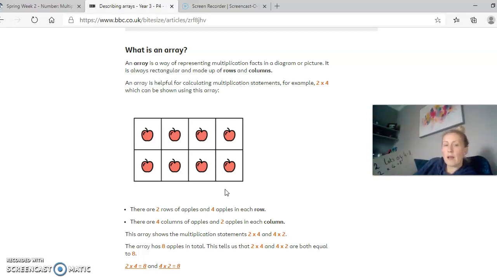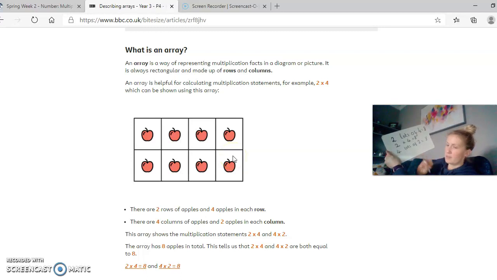Let's do the other way around. So if we were doing it as 4 columns, so 1, 2, 3, 4, that's our rows there. 4 lots of 2 equals, let's check that, and we can count in 2s for this. 2, 4, 6, 8. So that's 8.